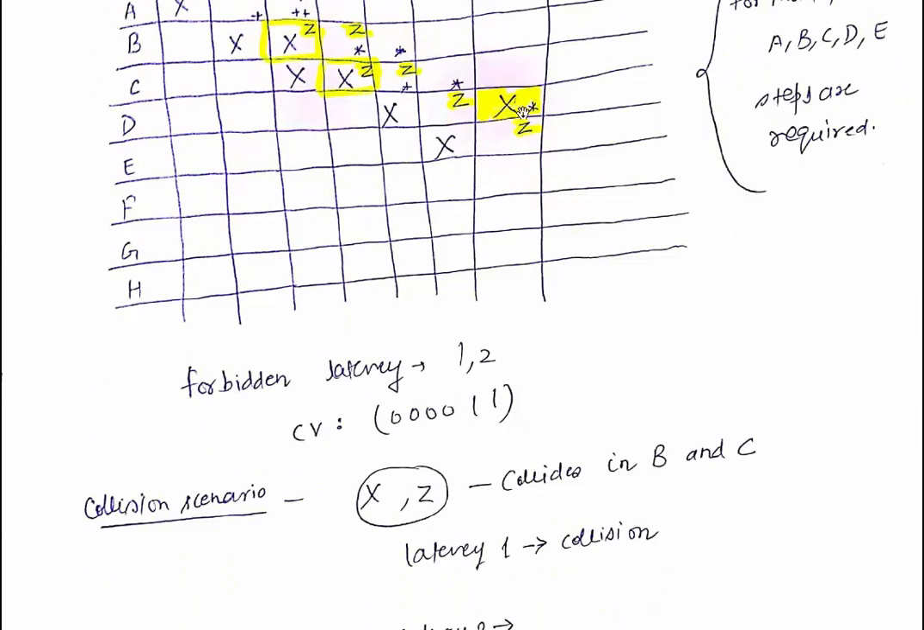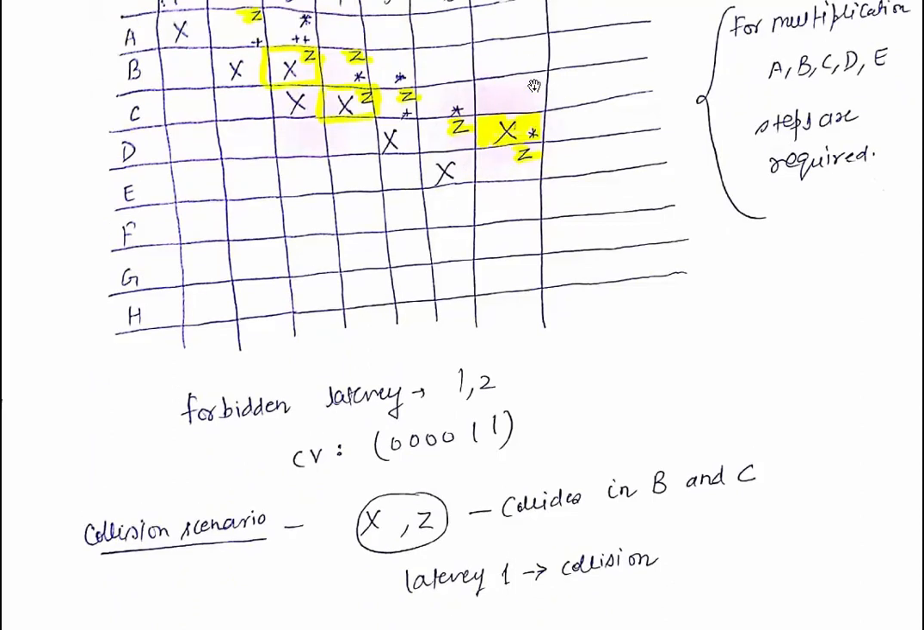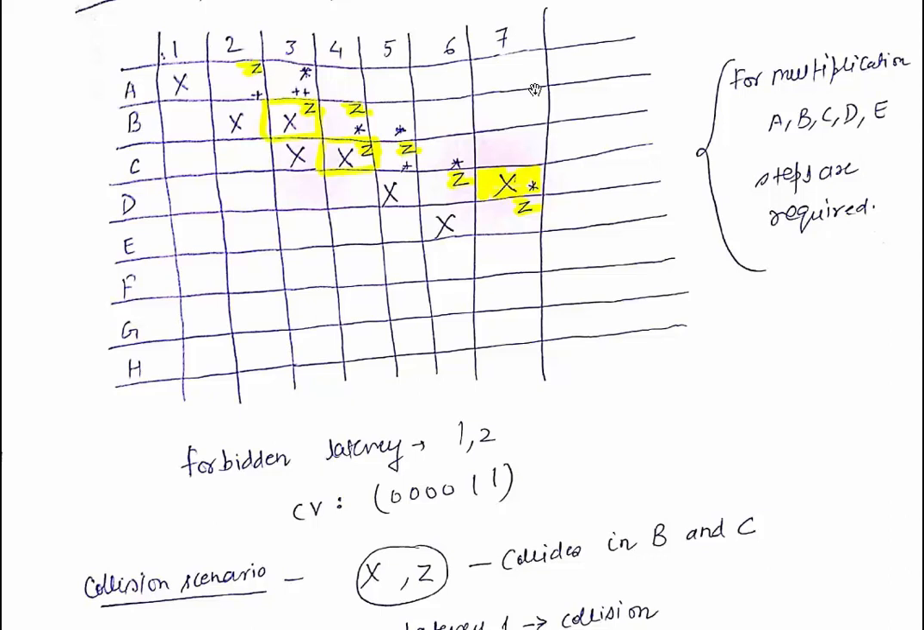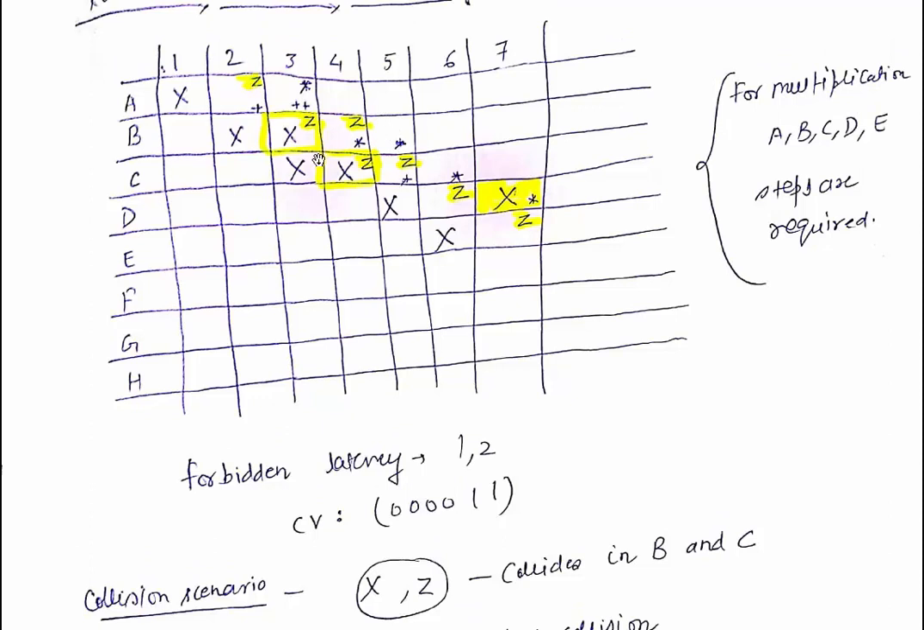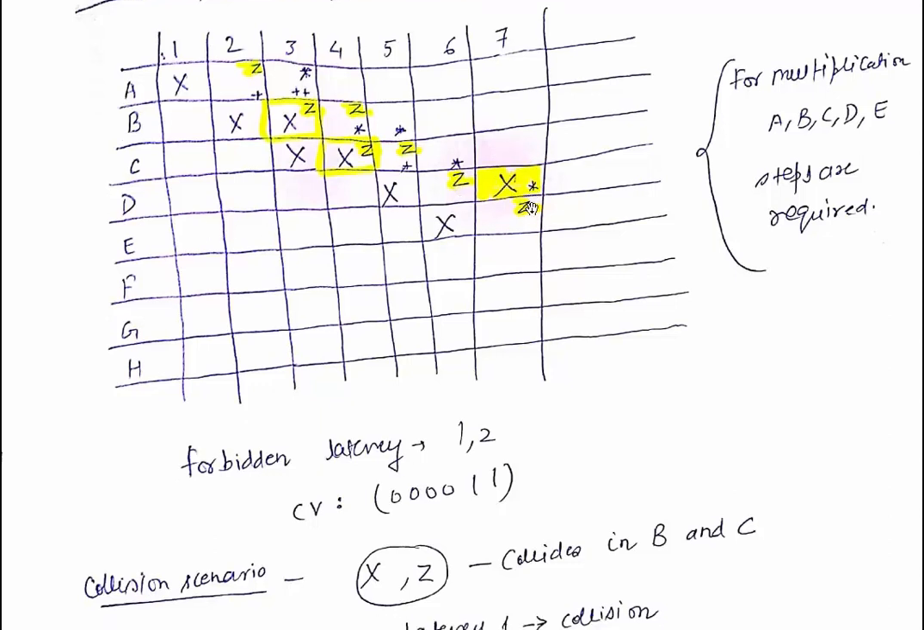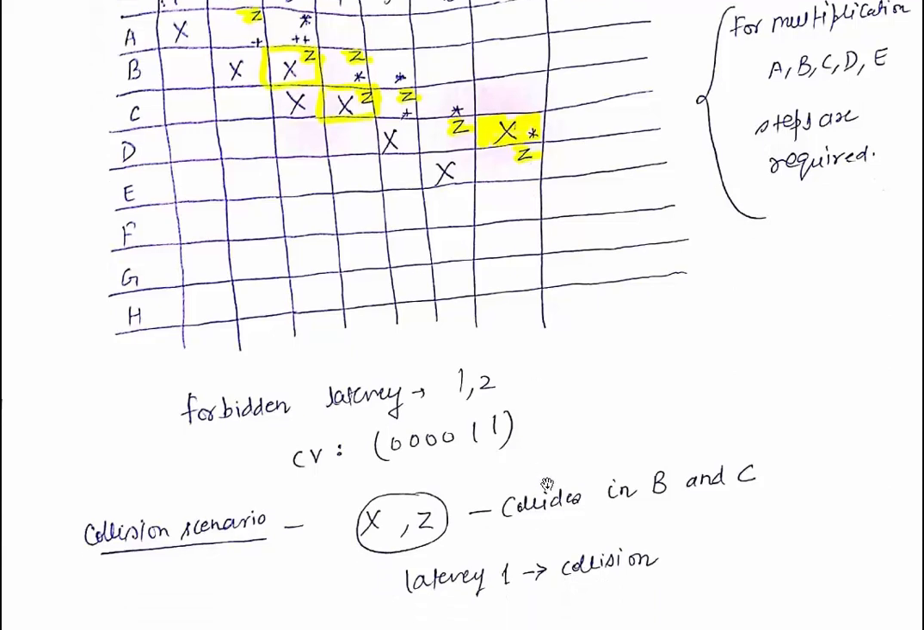So here they are going to collide if you shift x by 2, because the forbidden latency is 2 here. If you perform shifting by 2, it will collide at D again. So what I mean to say is that your latency sequence cannot contain 1 or 2, because if you are feeding input at B or C by 1, they are colliding. If you are shifting by 2 at D, it will again collide. So 1 and 2 cannot be in your latency sequence.